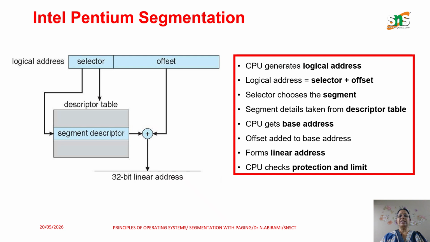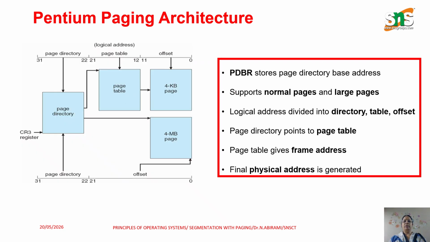The result is a 32-bit linear address. Before adding, the CPU also checks that the offset does not exceed the segment limit and verifies access rights for protection. So we have seen how segmentation takes place in Intel Pentium.